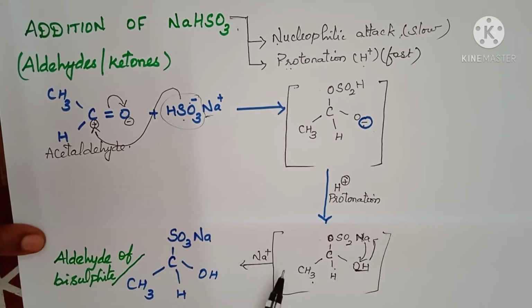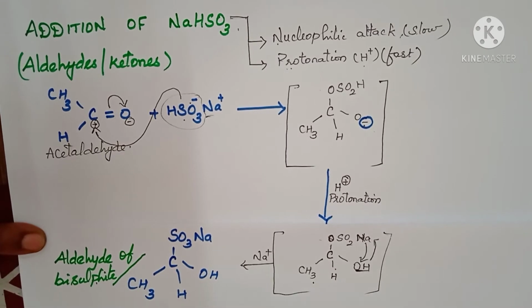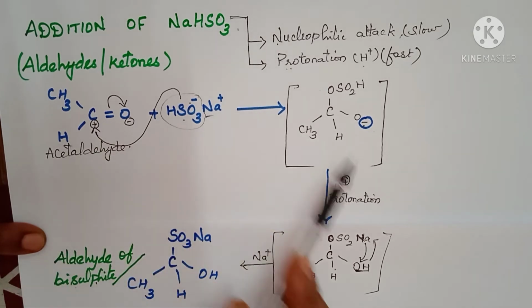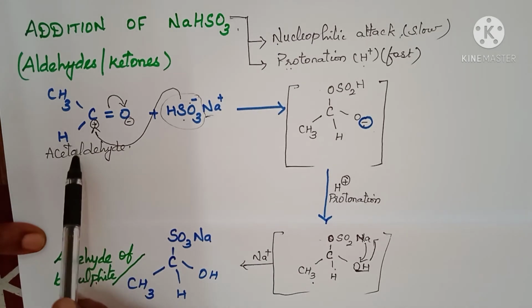Okay, now finally we are receiving the aldehyde bisulfite addition product. Here SO3Na is attached to the aldehyde carbon, CH3CHO. Now what is this name? It is called aldehyde bisulfite. Okay, easy to understand.